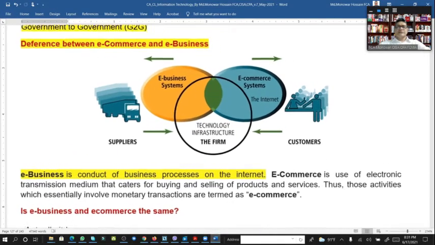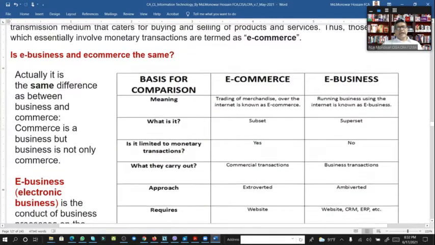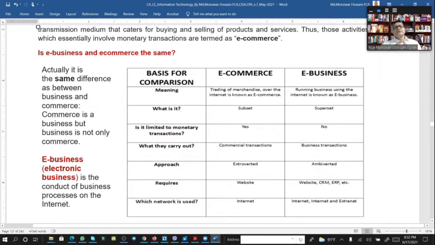If you look here, this is the e-business system, with suppliers, technology infrastructure within the organization, and the e-commerce system here, reaching the customer through the internet. This is the difference between e-business and e-commerce. If the question is whether e-business and e-commerce are the same, the answer is that they are actually different. Commerce is a business, but business is not only commerce.